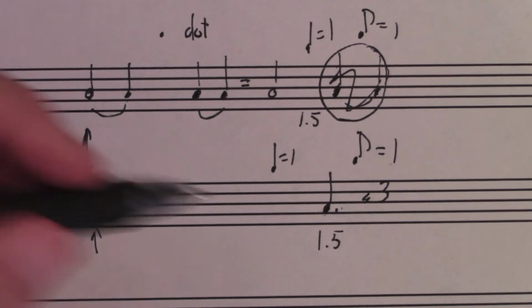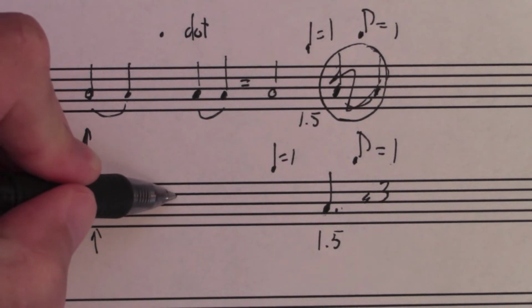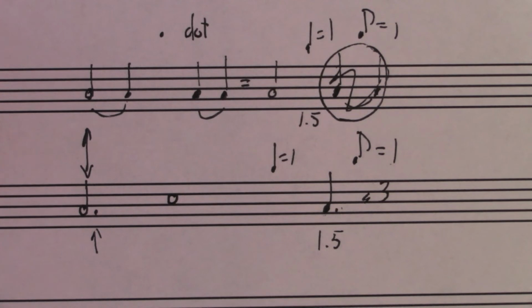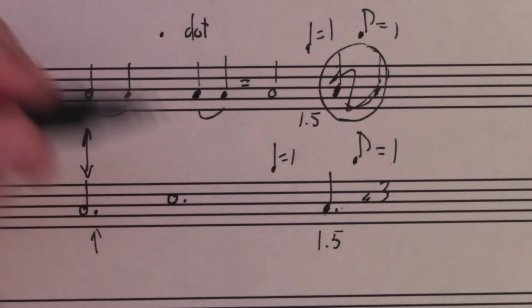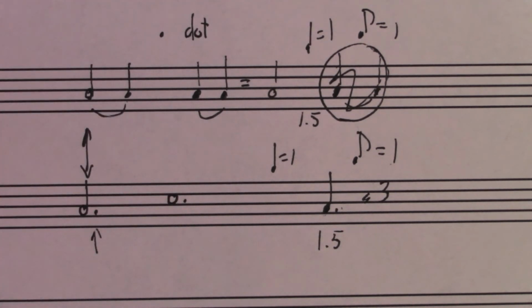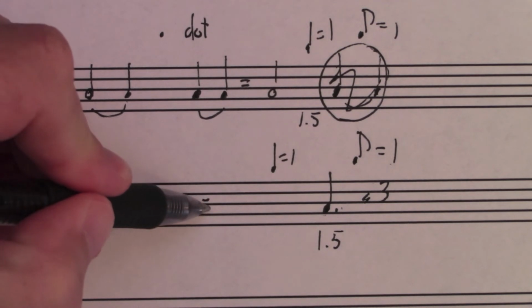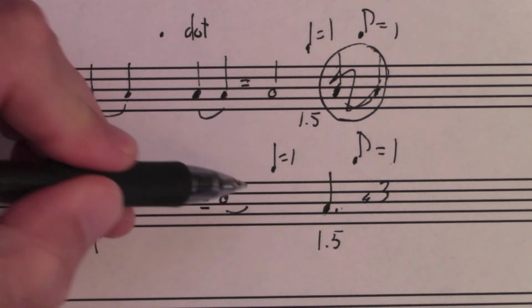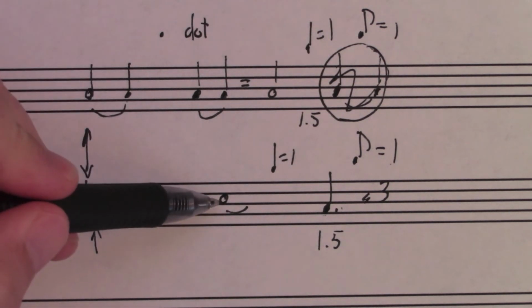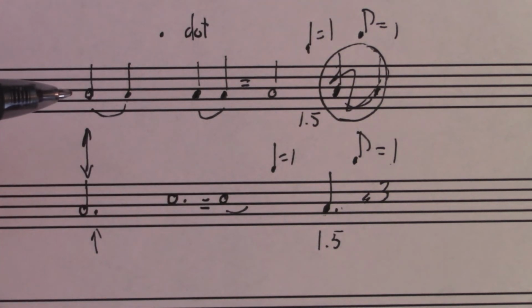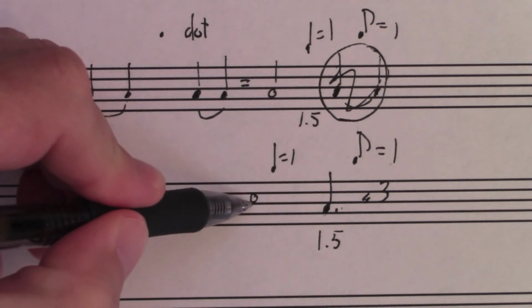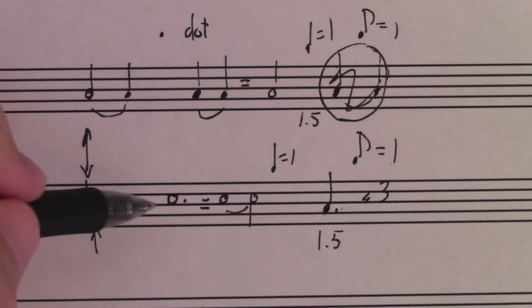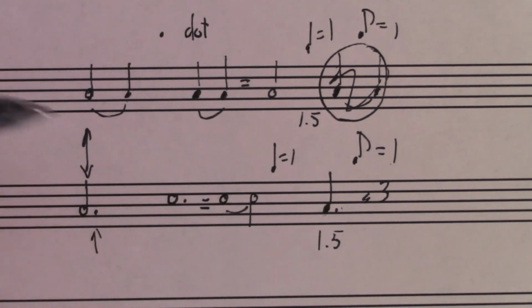Any note could be dotted. We could have a whole note, and it could be dotted, which would be equal to a whole note tied to whatever half of a whole note is. And what's half of a whole note? Yeah, a half note. These are the same.